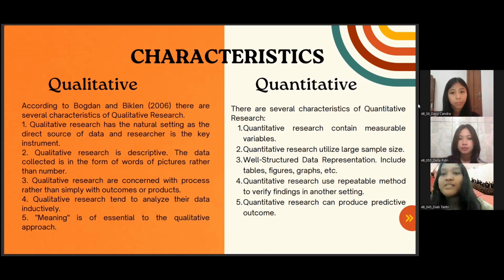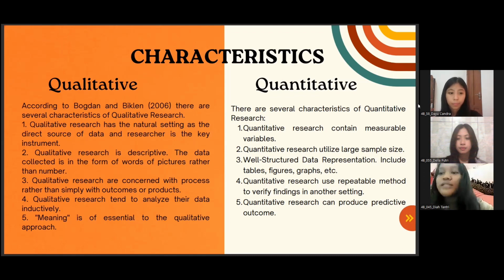So natural conditions are conditions as they are. Researchers do not carry out treatments that can affect the scientific object under study. The second one is that qualitative research is descriptive. The data collected is in the form of words or pictures, rather than numbers. The data collected after being analyzed is then described.